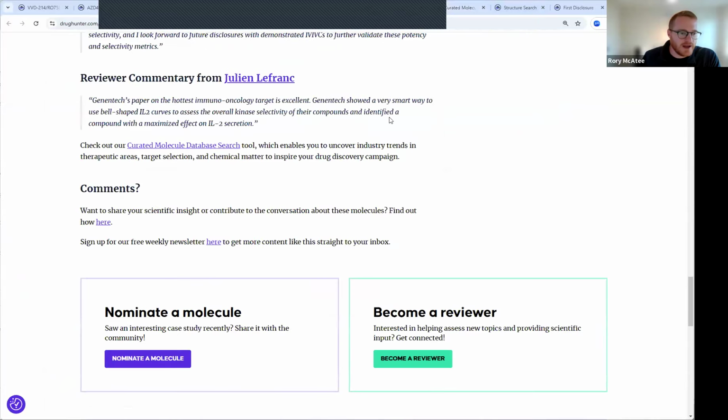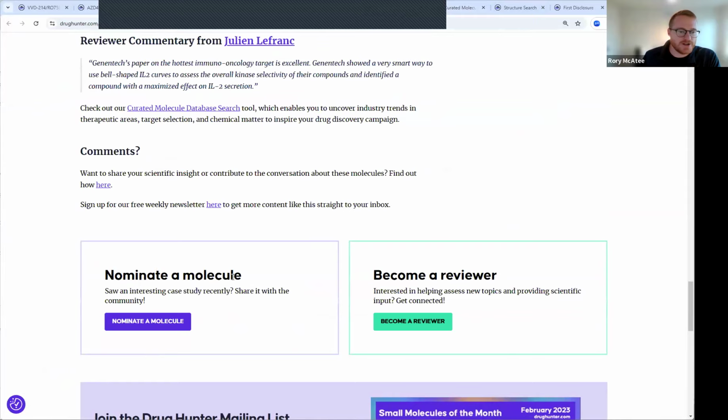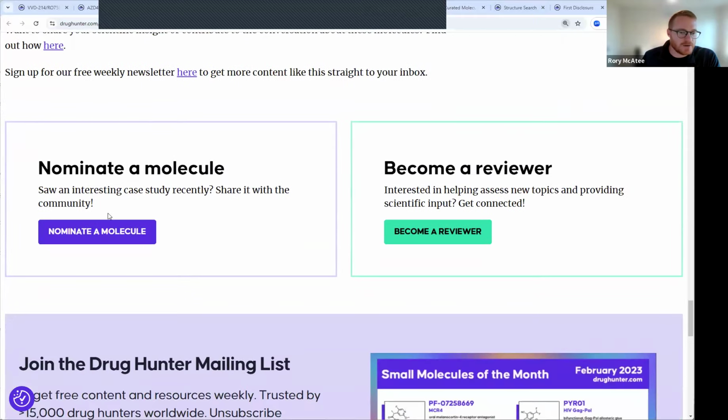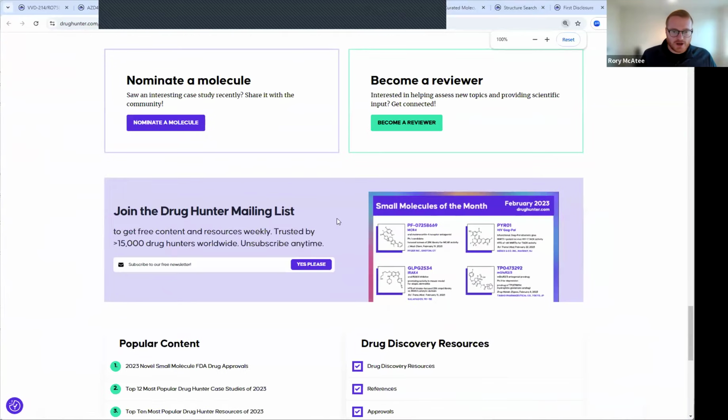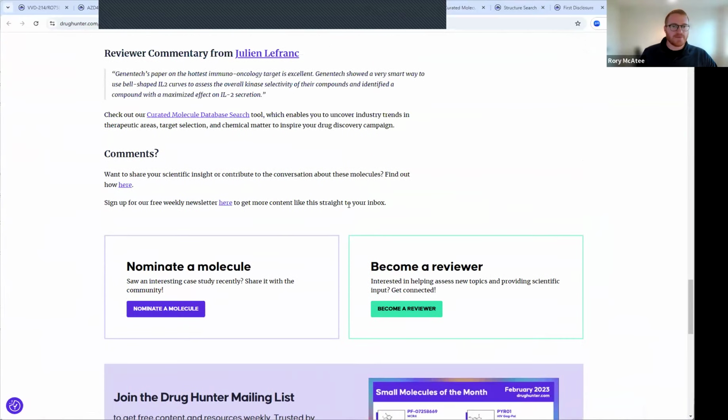I guess the last thing I just wanted to highlight here, we do have nomination forms. And so if a molecule really inspires you, you can actually submit a molecule nomination. If you want to become a reviewer, you can also become a reviewer and fill out the very quick application form, and we can take a look, and you can help us select our top 10 molecules.